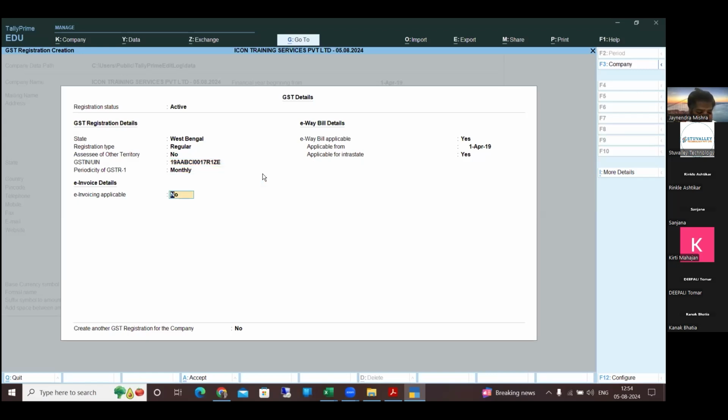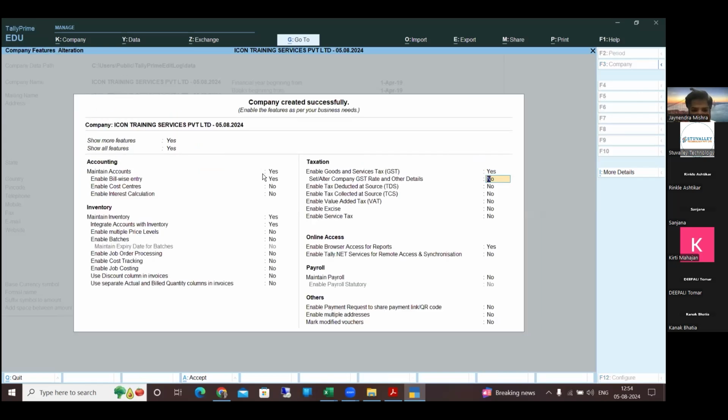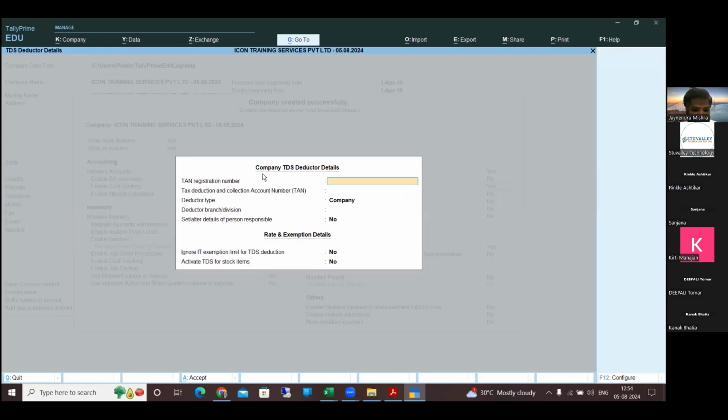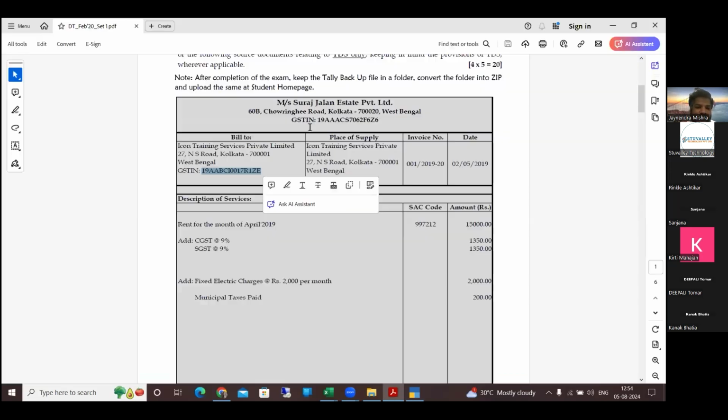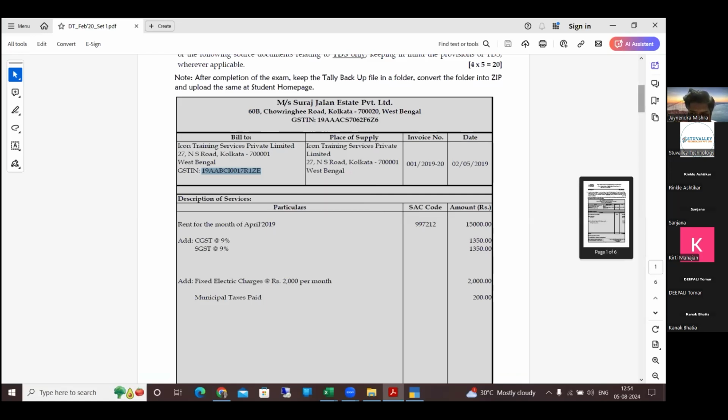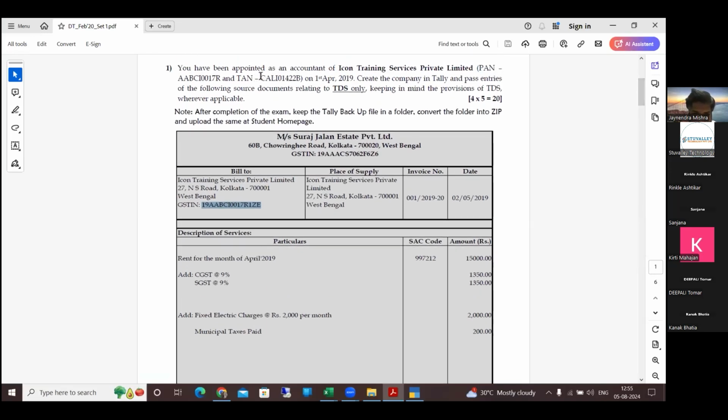Save it. Just mention the GST number and save it. Control A. Then enable TDS, friends. Before you start accounting, you have to do all these configurations. Enable TDS, make it yes, and the TAN number, friends. So where is the TAN number? And where is the TAN number? This is the TAN number.